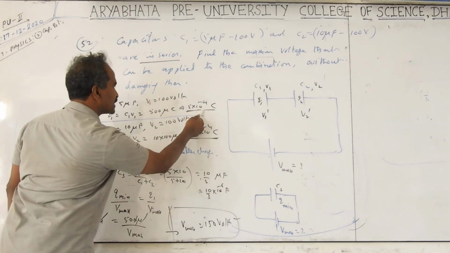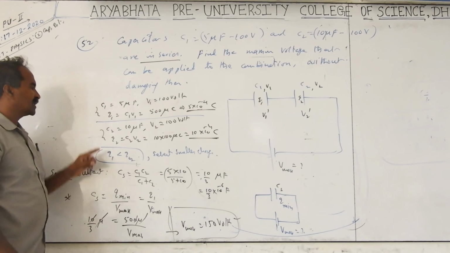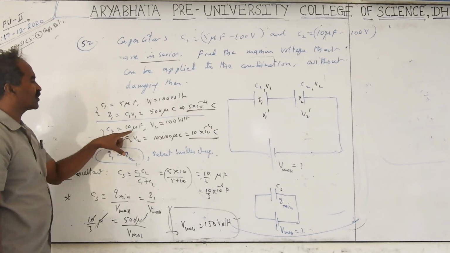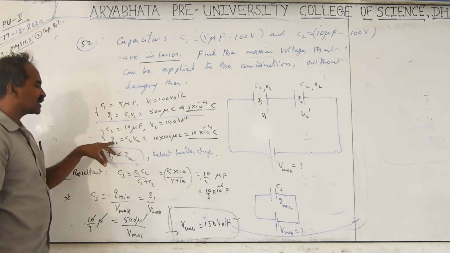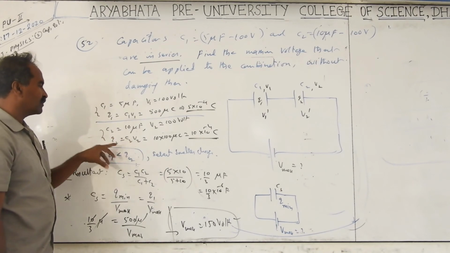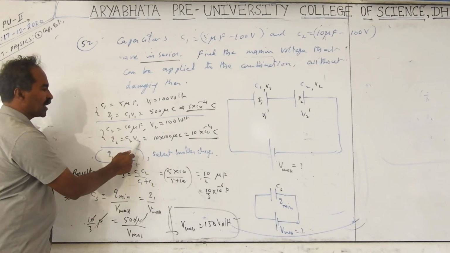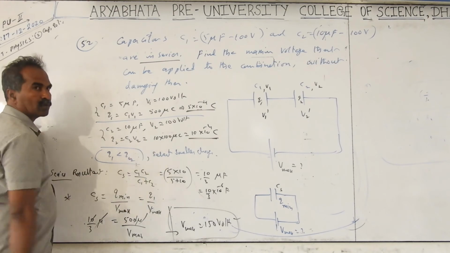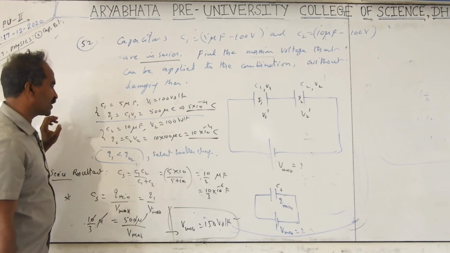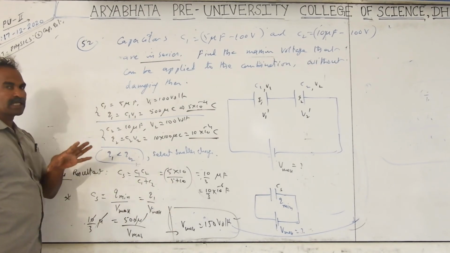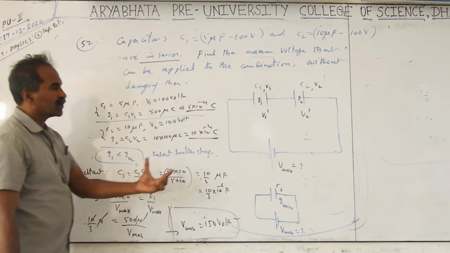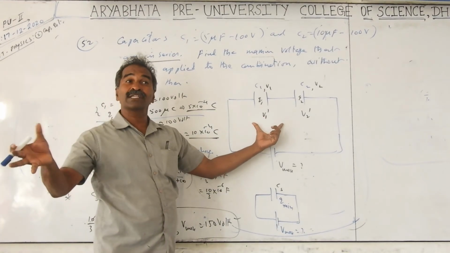You can use this data or this one, that's your choice. Next C2, the second capacitor, 10 microfarads, voltage is 100 volts. So the charge we can store is Q2 equal to C2 V2, meaning 10 into 100, you will get 1000 microcoulombs. So in these two we have to select one. The question is you are connecting the voltage across this, so how much maximum voltage can you take?